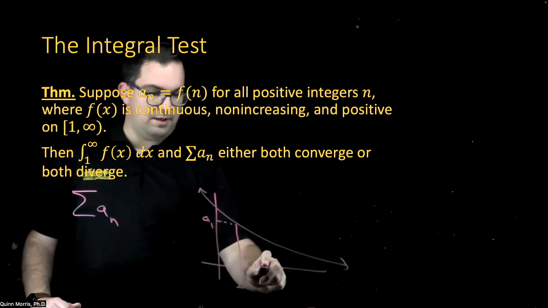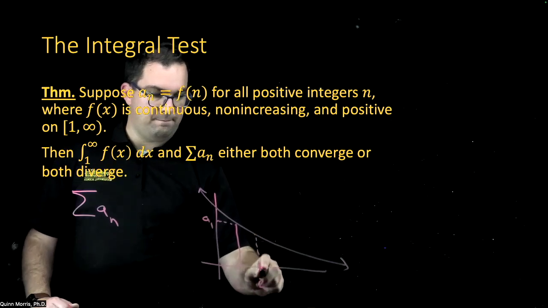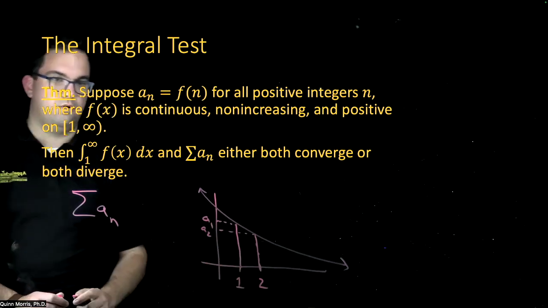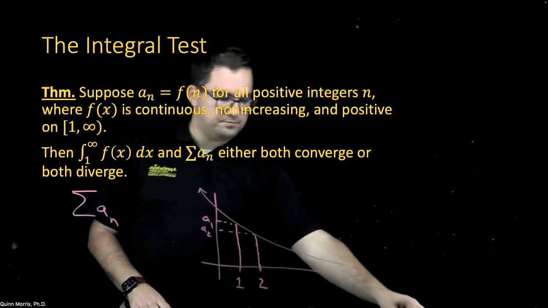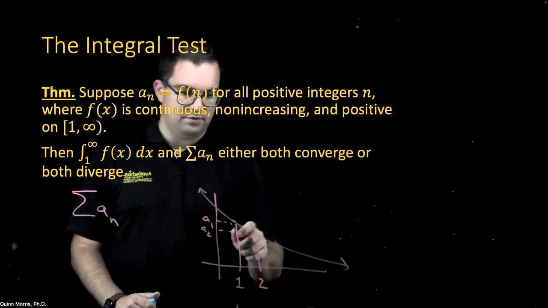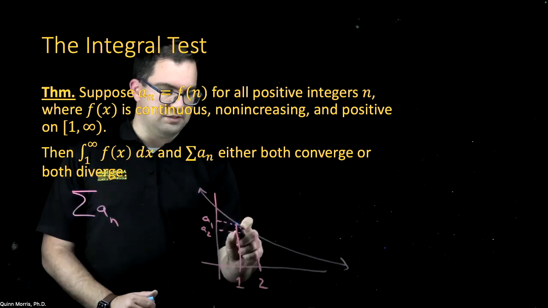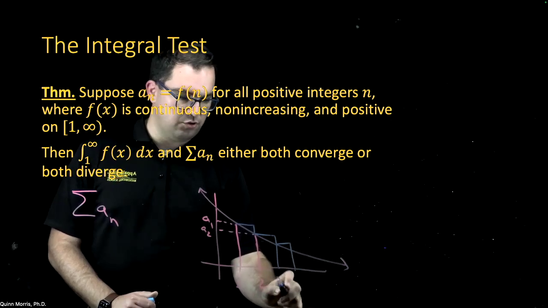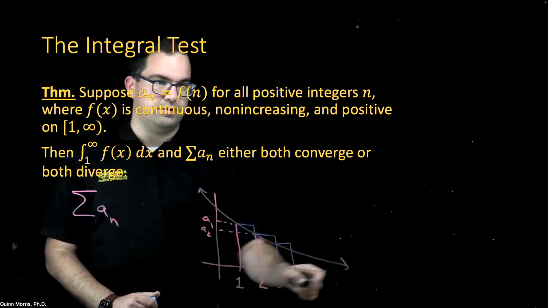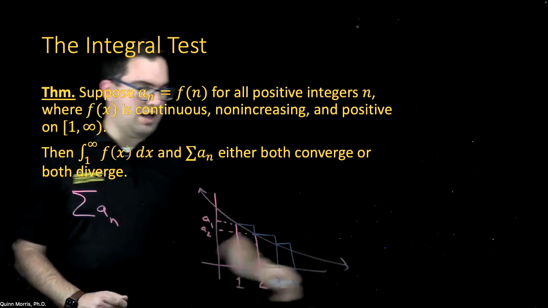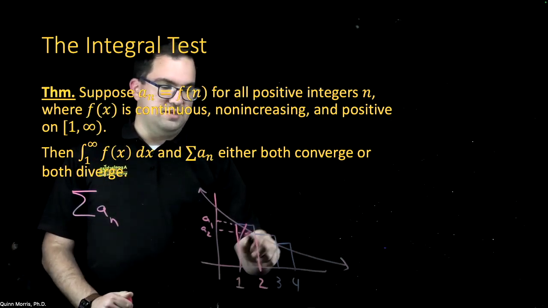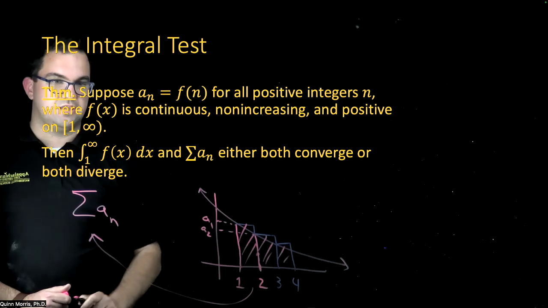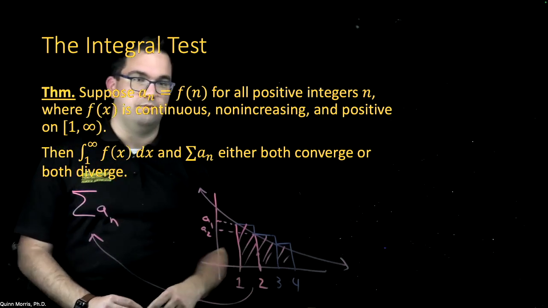in my series. When I plug in 2, my height is a_2, and so on and so on. And so what I actually get here is, if I think about a Riemann sum approximation, if I drew the Riemann sum where the bases are all 1, and they go 1, 2, 3, 4, and so on, I would get that this Riemann sum is actually just this series. So this series is like a Riemann sum approximating this integral.